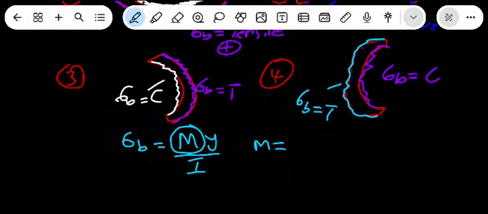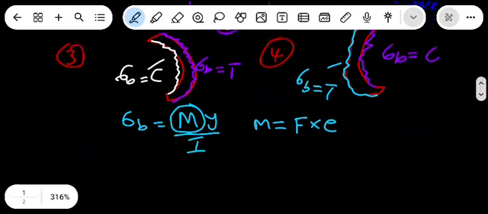It is force multiplied by the distance that will cause the bar to bend. We call that eccentric. That distance is the eccentric distance. It will always be the eccentric distance. So that is the bending moment.